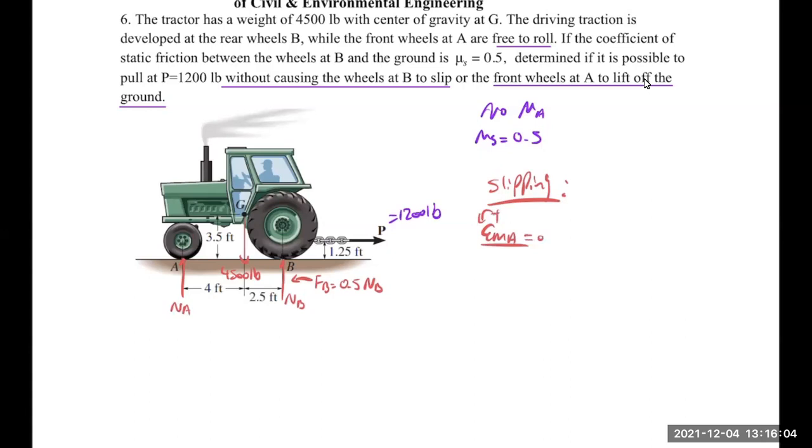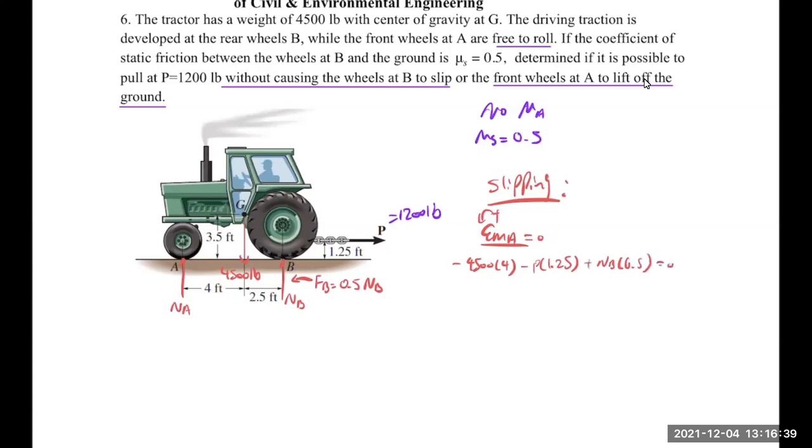So at A, I have this 4,500 pound force multiplied by a perpendicular distance of 4 feet, that's going clockwise about A. Then I have P, which has a perpendicular distance of 1.25, and that's also going clockwise about A. I have this NB, with a perpendicular distance of 4 plus 2.5, so 6.5, that's going counterclockwise about A.